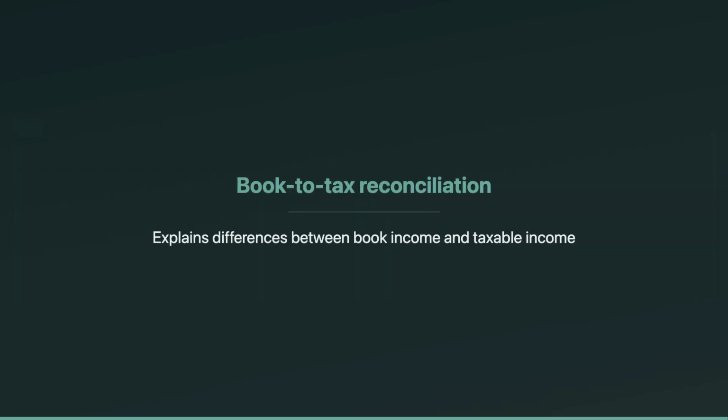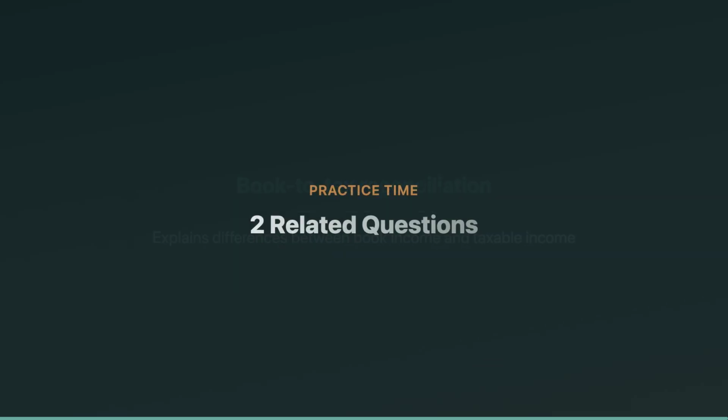One more exam mindset. Book-to-tax reconciliation exists because book income follows financial accounting rules, while taxable income follows the Internal Revenue Code. Tax-exempt interest is a classic example. It shows up in book income, but it's excluded for tax, so it becomes a reconciling item. Depreciation methods and meals limitations are other common reconciling items you'll see tied to M-1 or M-3.